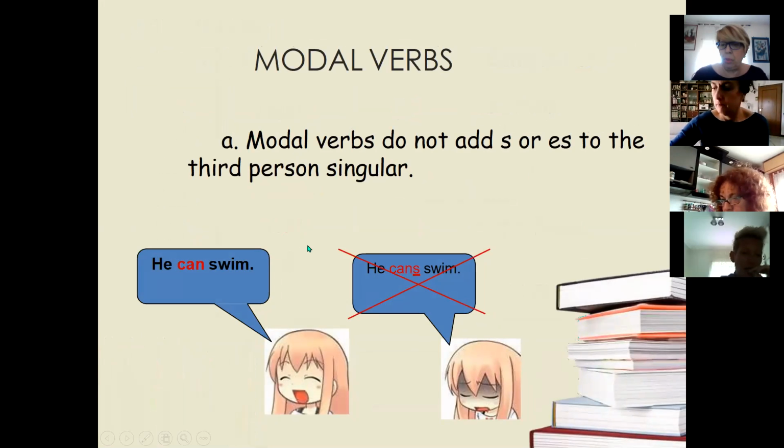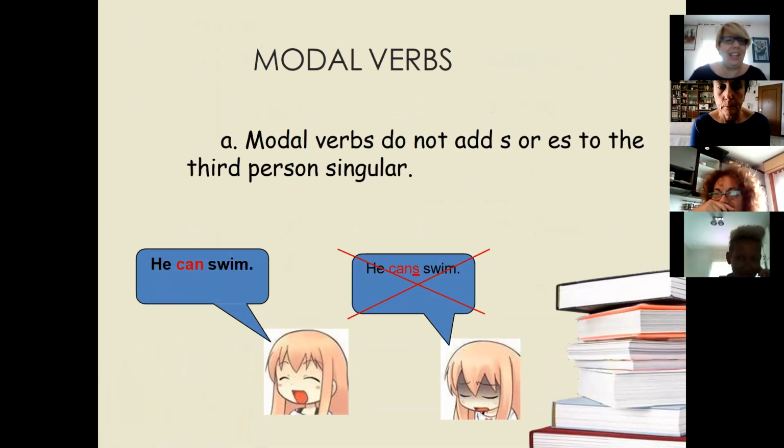Okay, this is important. Myla, can you please read? Modal verbs do not add s or es to the third person singular. We can swim. He can swim. He can't swim. I know that you know that, but it's always better to say everything.